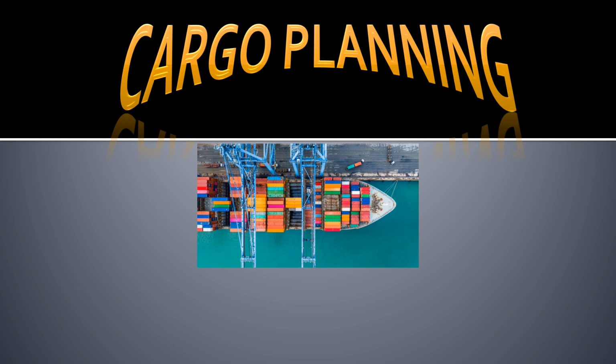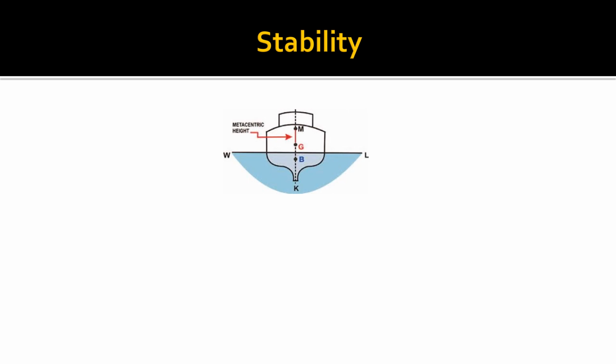Today, we're going to continue on our cargo planning calculations. And today, we'll be looking at stability and moments. This is our phase 6 of cargo planning calculations. Now, this vessel is considered to be in a stable position.